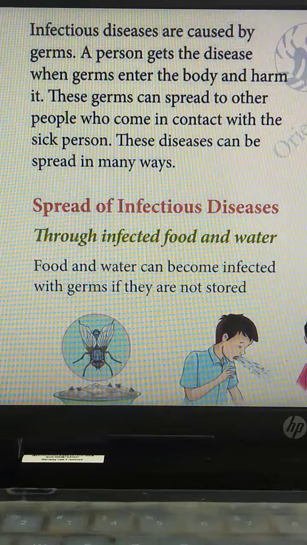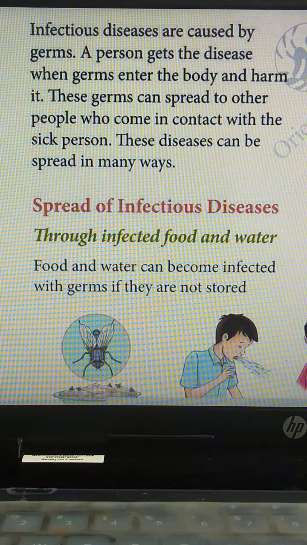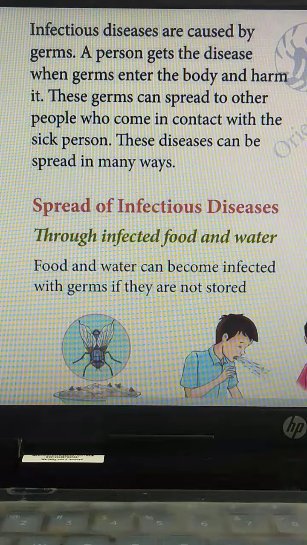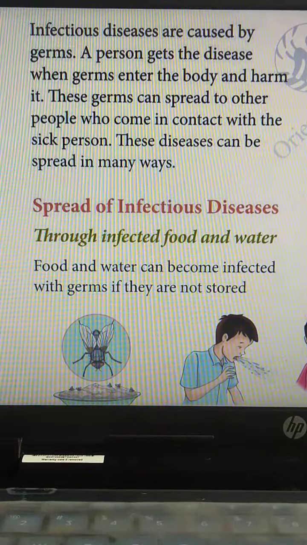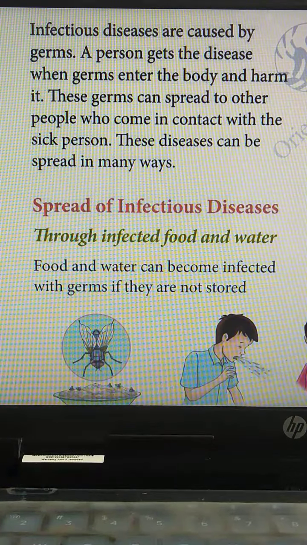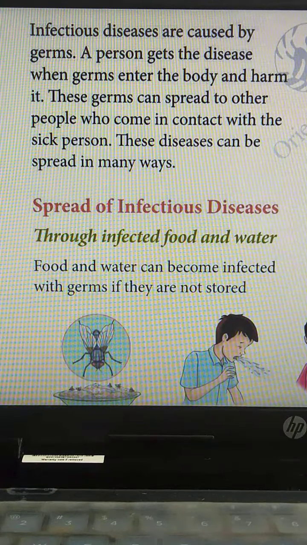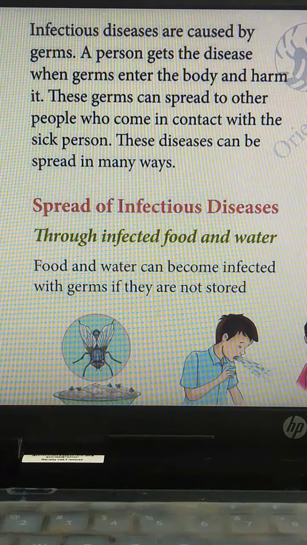These germs can spread to other people who come in contact with the sick person. The disease can be spread in many ways. When these germs enter the body of a person, and if you come close to that person, you also suffer. Now we all are very afraid and worried about COVID-19, right? Corona, it's very dangerous. It's the same type of disease, an infectious disease. If you come close to that person, then you also suffer. That's the reason you're staying at home, right?